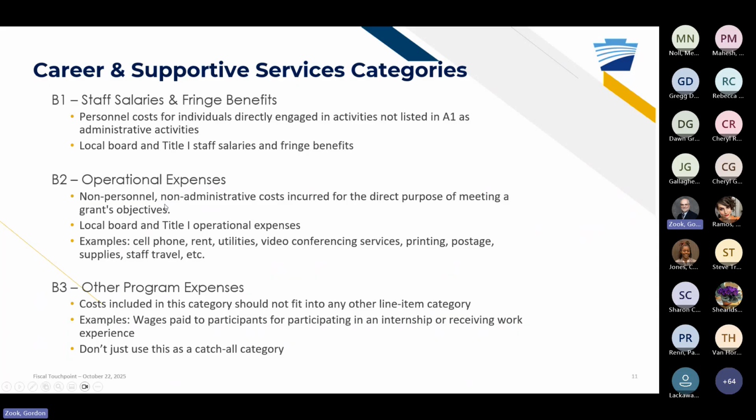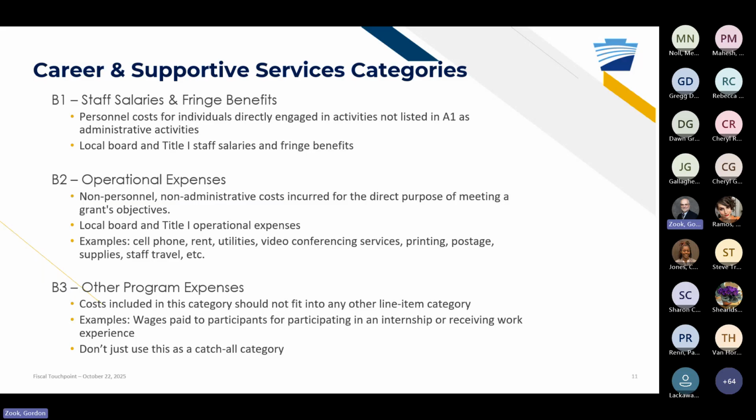Similarly, operational expenses are going to include your local board and your Title I operational expenses. These are non-personnel, non-administrative costs incurred for the direct purpose of meeting your grant's objectives. And you can see several examples here: cell phones, rent, utilities, supplies, travel, etc.